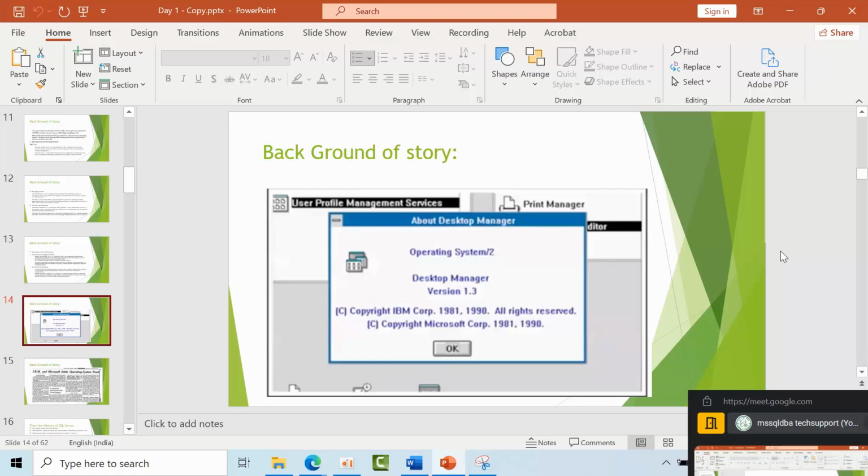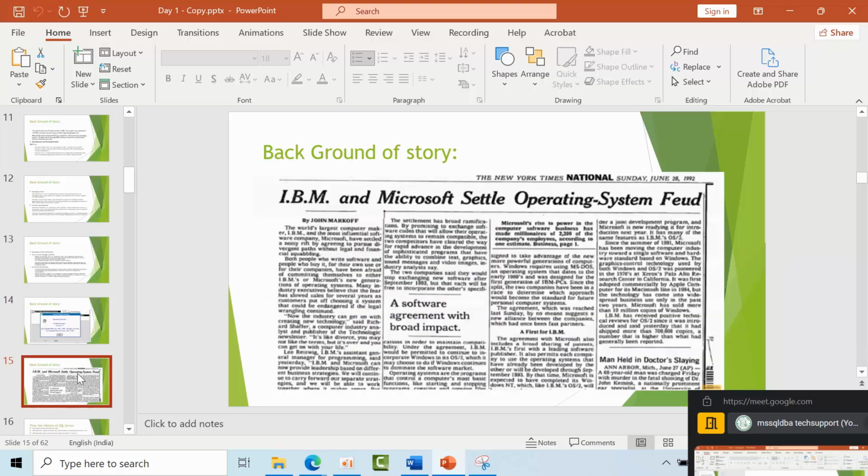When two friends work together and only one friend gets popularity, obviously the other friend gets jealous and feels cheated. So finally IBM and Microsoft decided to separate, and they went to court but settled out of court. This is the paper article from the New York Times at that time. So this is the story of IBM and Microsoft.